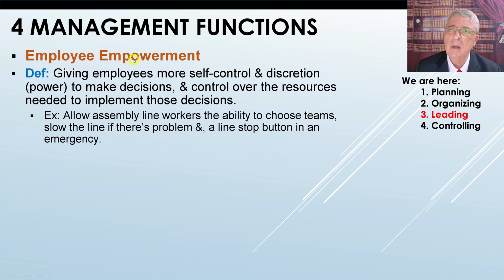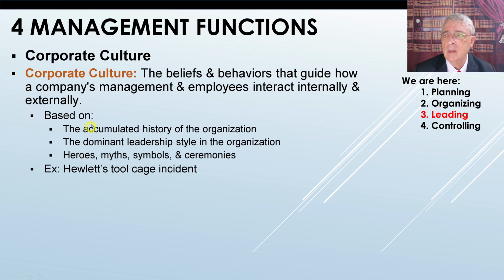Employee empowerment. The formal definition is giving employees more self-control and discretion, basically the power to make decisions and control over the resources needed to implement those decisions. So my example is to allow assembly line workers the ability to choose their own teams, to slow the line if there's a problem, and maybe implement a stop line button if that's necessary.